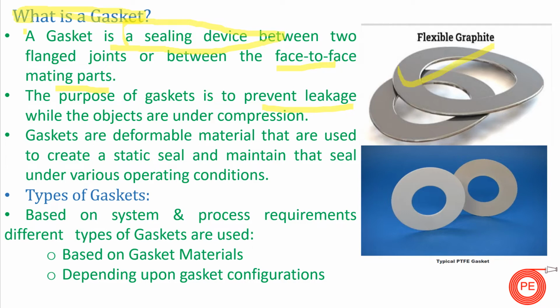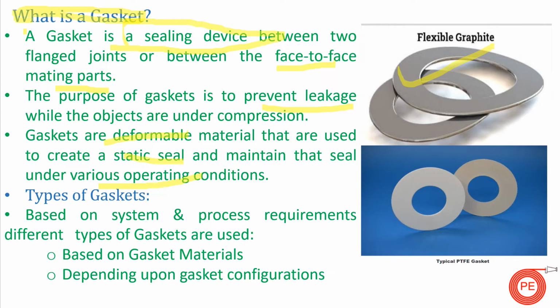And the gaskets are deformable material that are used to create a static seal and to maintain seal under various operating conditions. So gaskets are an important aspect in the industry where the fluid is moving and we do not want that fluid to get loose or to get spilled off from a particular vessel.